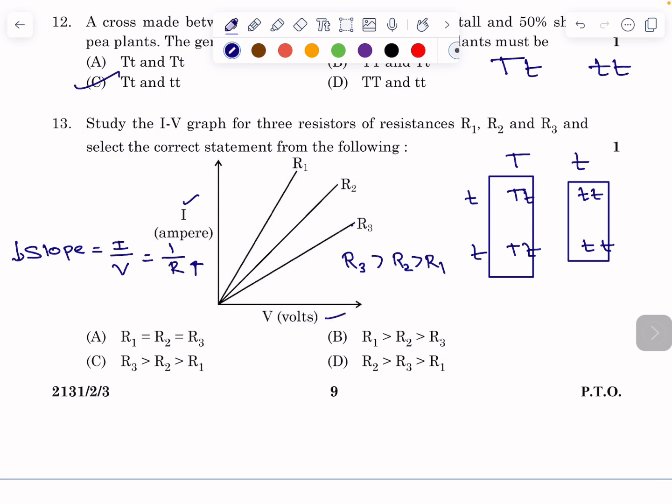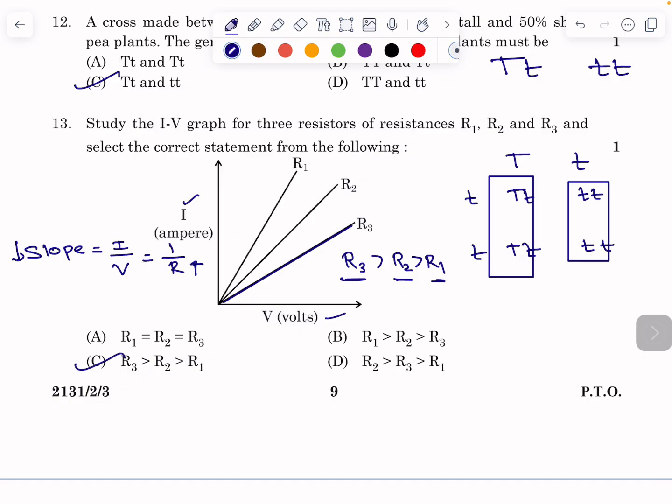That means here the slope is less, so the R value is more. Which one has less slope? R3 has the least slope, which means the R3 value is more than R2, and R2 is more than R1. Slope is nothing but the change in y axis by the change in x axis.